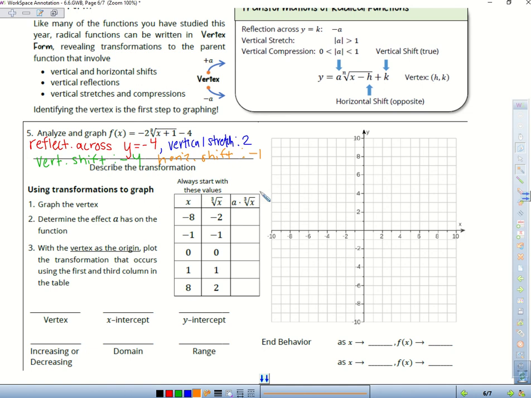So does everyone understand, to recap, we're reflecting across the line y equals -4. We're vertically stretched by 2. We're shifting 4 units down and 1 unit left. That makes sense, the summary of all that?